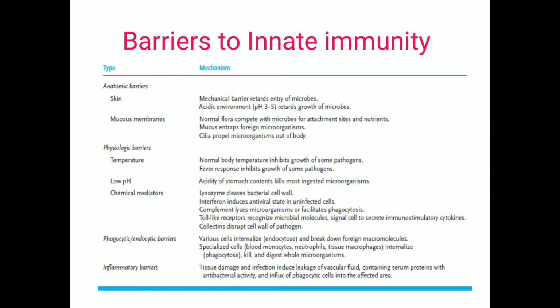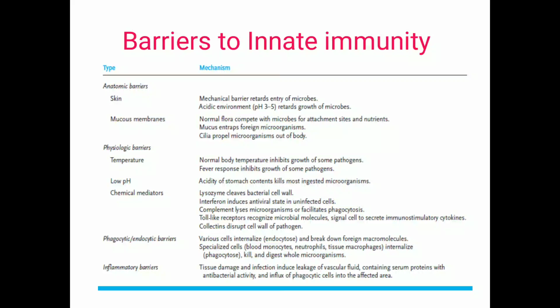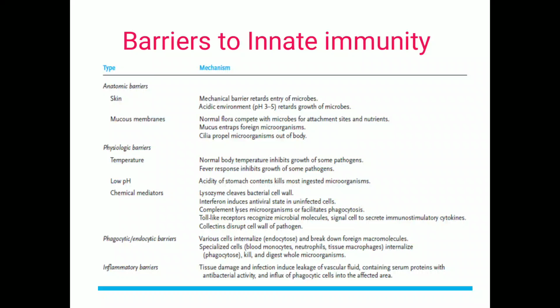Similarly, the respiratory and the gastrointestinal tract are lined by mucous membrane. These mucous membranes entrap any foreign microorganism. Also, the cilia present in the lower respiratory tract propel microorganisms out of the body. And the normal flora present in the mucous membrane compete with the microbes for attachment sites and nutrients.